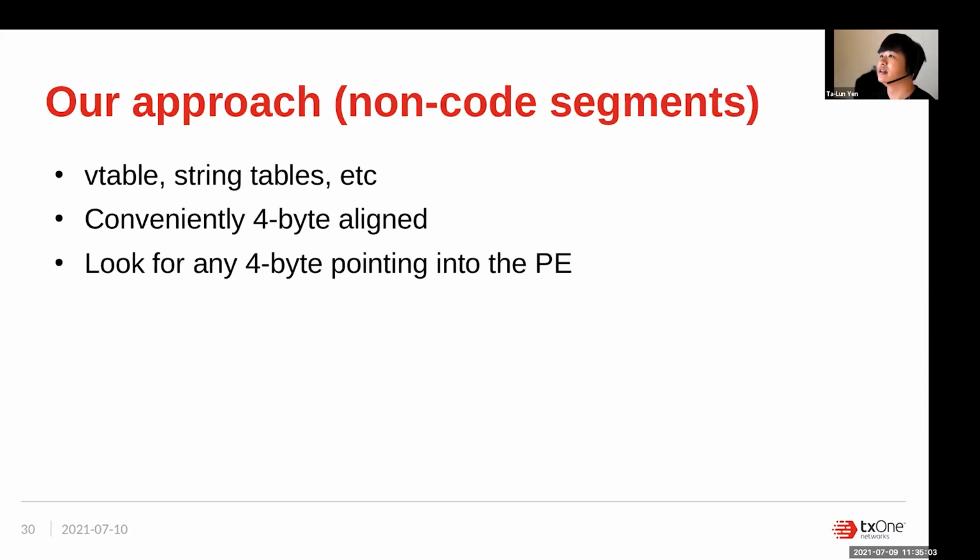For non-code segments, it will be quite simple. These kinds of segments will contain things like vtables and string tables. And in the case of both the Microsoft Visual Studio compiler and Borland compilers, they are both conveniently aligned. So we can just scan through the segments with a 4-byte interval and check if any bytes match the range. This could be a very poor approach, but it actually worked quite well.